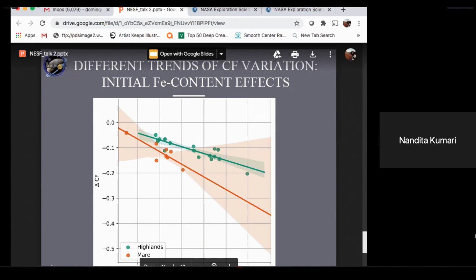What I essentially want to say is that for the same amount of space weathering, the CF change in Mare will be significantly higher than that in Highlands. So yeah, next slide, please.